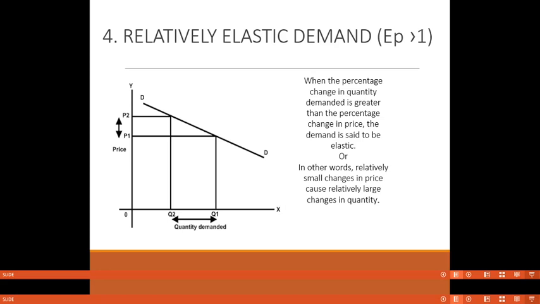And the next one is the relatively elastic demand. That means here the elasticity is greater than 1. That means the percentage change in quantity demanded is greater than the percentage change in price. That's why this demand curve is a little flatter. You see the change in quantity demanded is more than the percentage change in price in the figure.